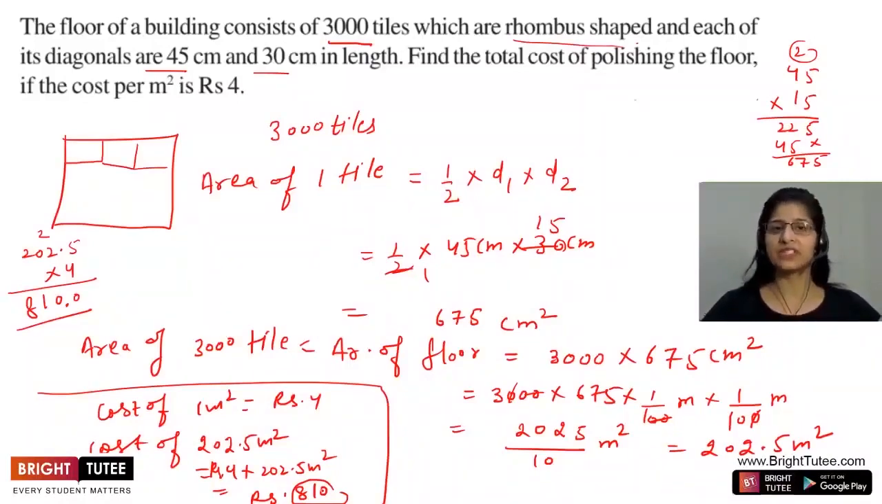So what we did, we first found out the area of the total number of tiles. For one tile we calculated, we multiplied it with 3000, because there are 3000 tiles that are covering that floor, and then we converted the area into meters, because the cost is given per square meter. After doing that, we calculated the total cost, and that is coming to be 810, right?